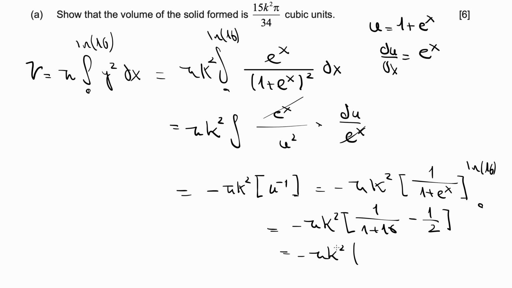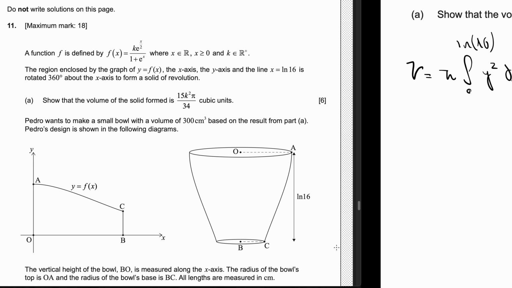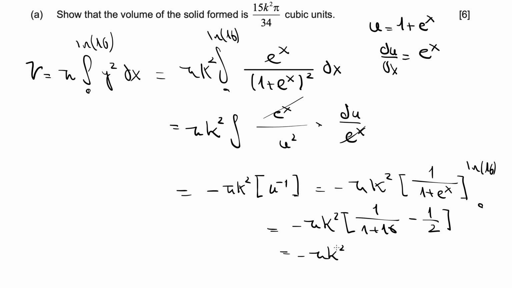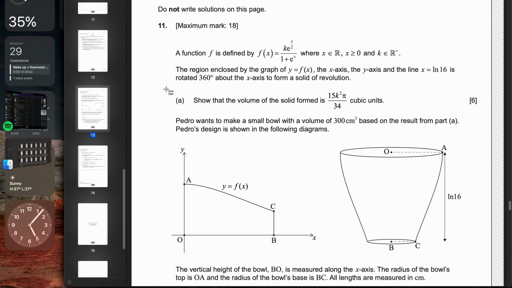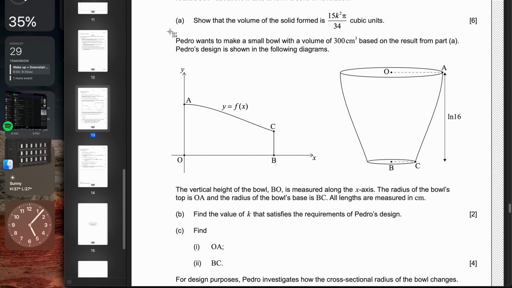I guess you can solve this using GDC, and you will get a value of, let me see if I've written the answer here. I believe I wrote it somewhere. Yeah, you'll get a value of 15k squared pi over 34.